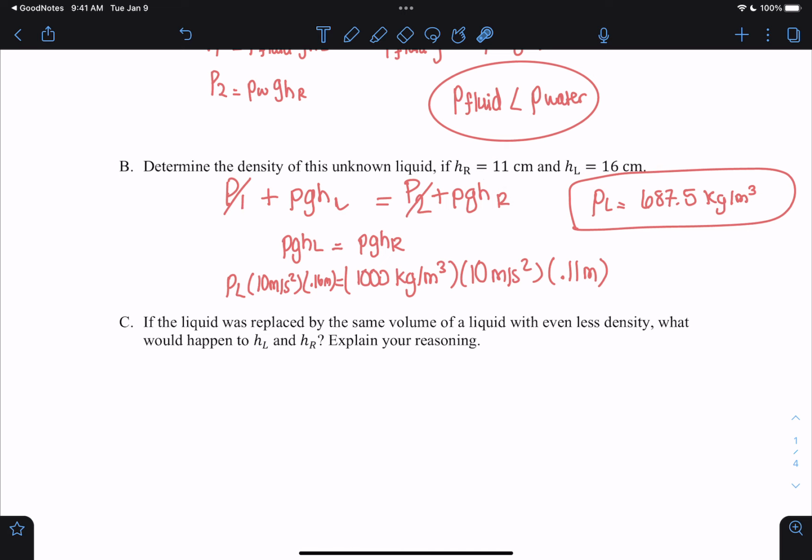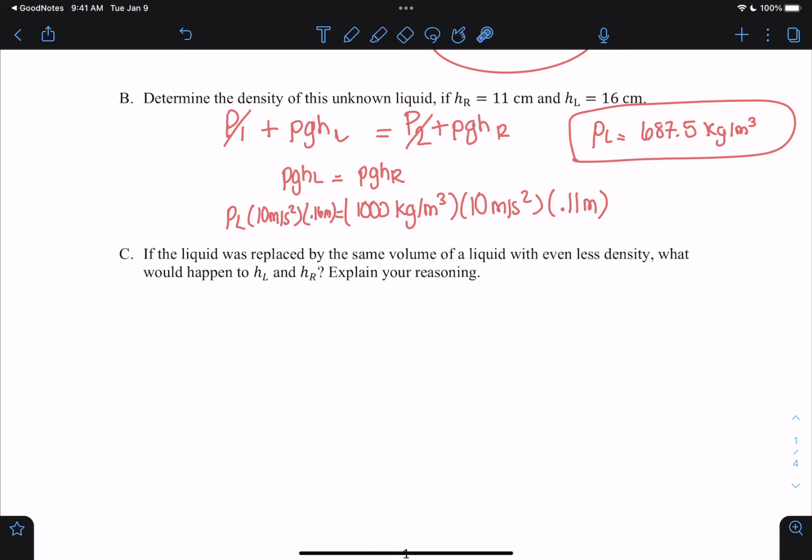If we were to decrease the density on the left-hand side, that density went down even further from 687 to 500 or something kilograms per meter cubed, how would that change your heights? Which heights would increase? Which heights maybe would decrease? Can you be a little bit more specific?